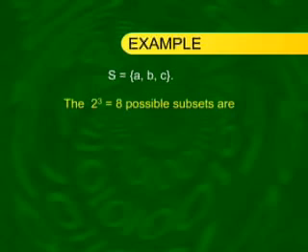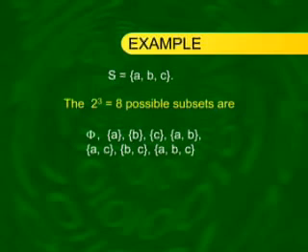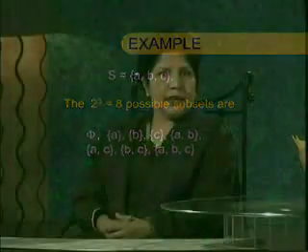For example, if a sample space consists of 3 sample points, A, B, and C, then there are 2 raised to 3, that is 8 possible subsets, and they are phi, A, B, C, AB, AC, BC, and ABC. ये जो 8 possible subsets हैं, इनमें से 2 खसूसी interest के हामिल हैं.